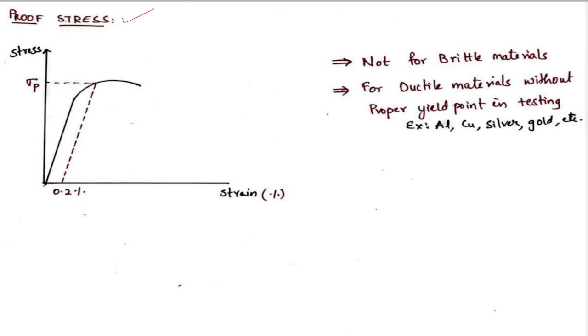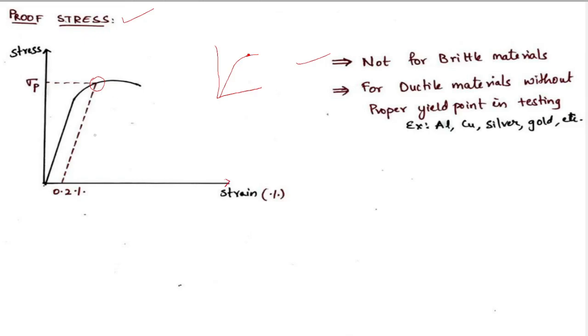Now let's see what proof stress is. This proof stress concept is not applied for brittle materials because in case of brittle materials we consider ultimate strength, whereas in ductile materials we will be considering yield stress. In some ductile materials we will not get a perfect yield point. In that case, in order to find the yield point, we will approximately consider proof stress as the yield stress. Now let's see how to calculate it.